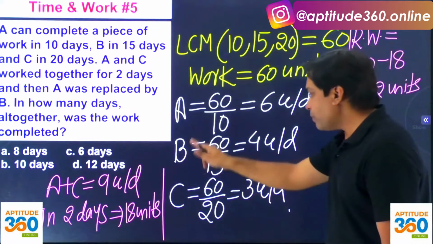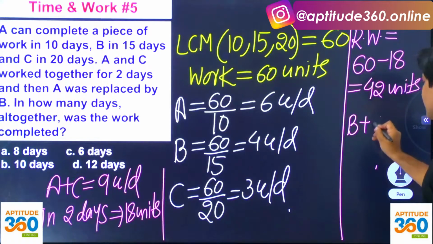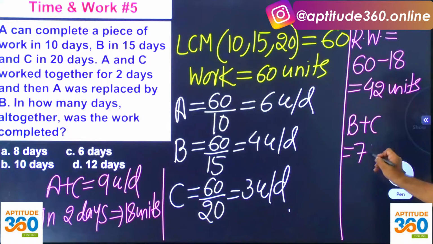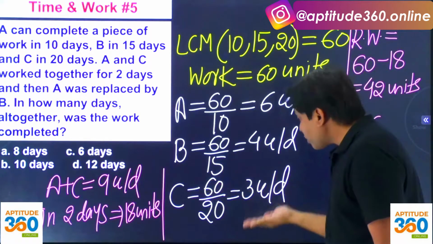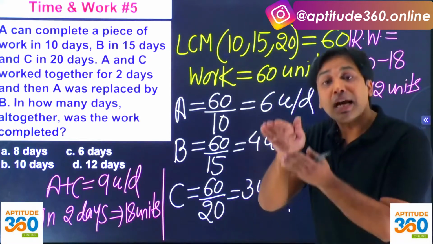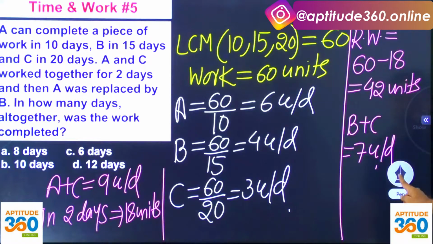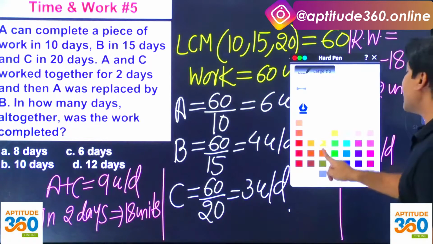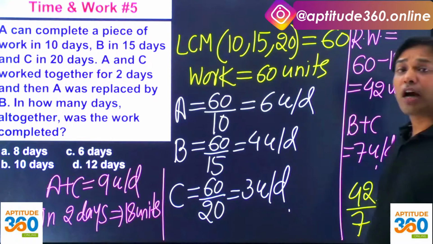And now B and C. Now look at B and C. B and C collectively are doing how many units? 7 units a day. B does 4 units a day, whereas C does 3 units a day. So collectively they are doing 7 units a day. Now, in order to complete 42 units, how many days are they going to be taking? So, in order to complete 42 units at the rate of 7 units per day, they should be taking 6 days. काम खत्म हो गया.